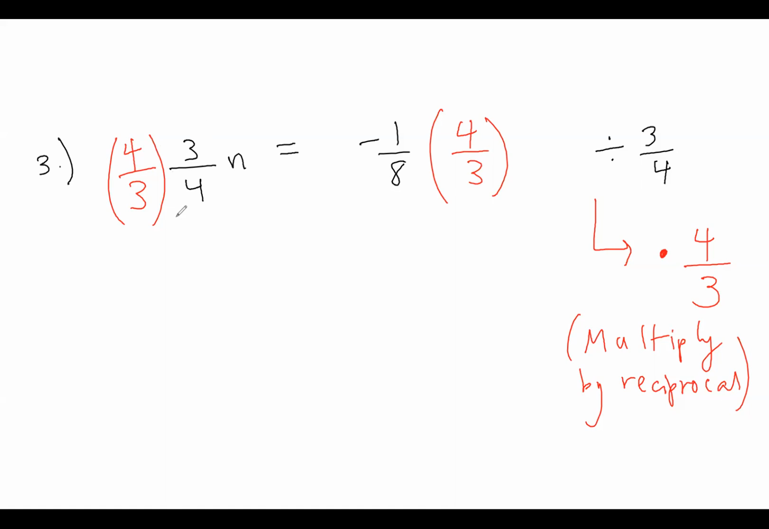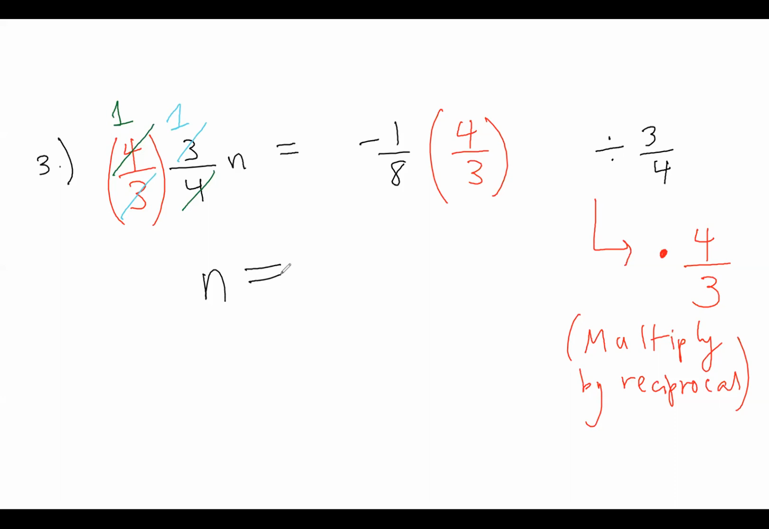All right, so let's do our canceling. 4/3 times 3/4. The 4's cancel out to equal 1. So 4 divided by 4 is 1. And then same thing with the 3's. The 3's cancel out to equal 1. So you're left with just 1n, or n, on the left side.